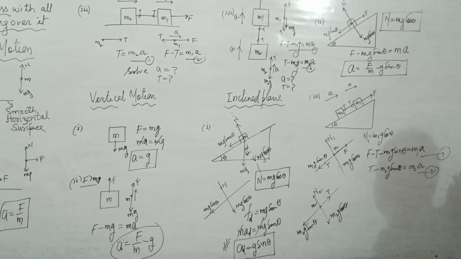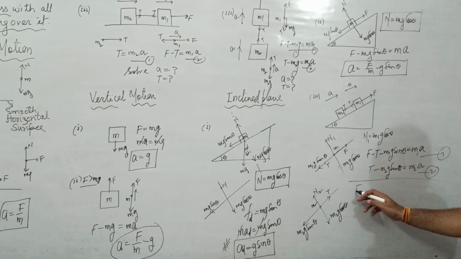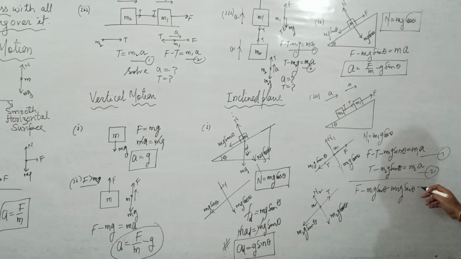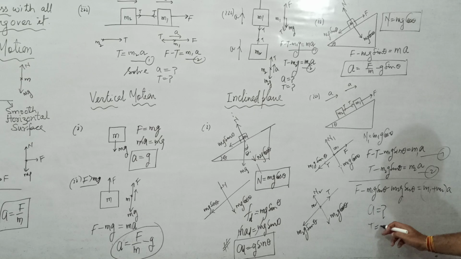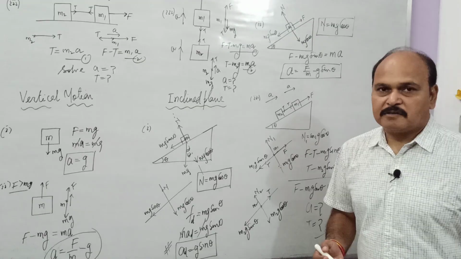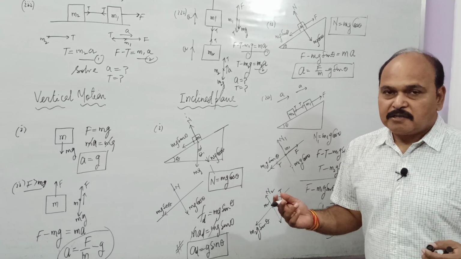Add the two, and you will get the value of A: F minus m1g sin theta minus m2g sin theta is equal to (m1 plus m2) times A. You can find the value of A, and once you get A, substitute it here and you will get the value of T. You can solve the equations for A as well as T. So this was motion on an incline. Now we are going to study the Atwood machine.